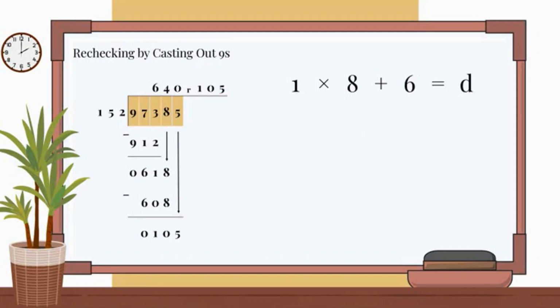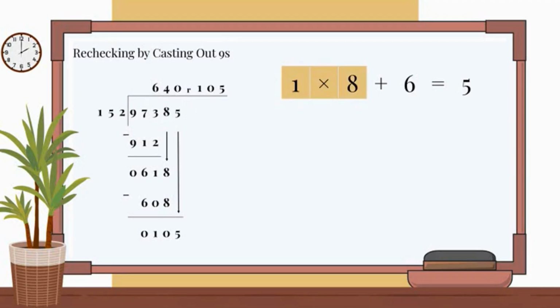Finally, we come to our dividend. There is a 9 here, so we will eliminate it. No 2 or 3 of the remaining digits equal 9, so we add them all together. 7 plus 3 plus 8 plus 5 equals 23. 2 plus 3 equals 5. We place 5 in the dividend slot of the equation, and now we can solve our problem.